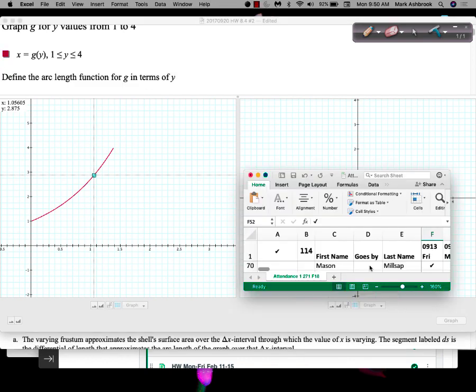Go. Mason here? No Mason? How about Eric Plitz? Where's Eric? Show me. How'd you do on this? Tell me. Did you get the arc length function for g in terms of y? Okay, so what did you write?